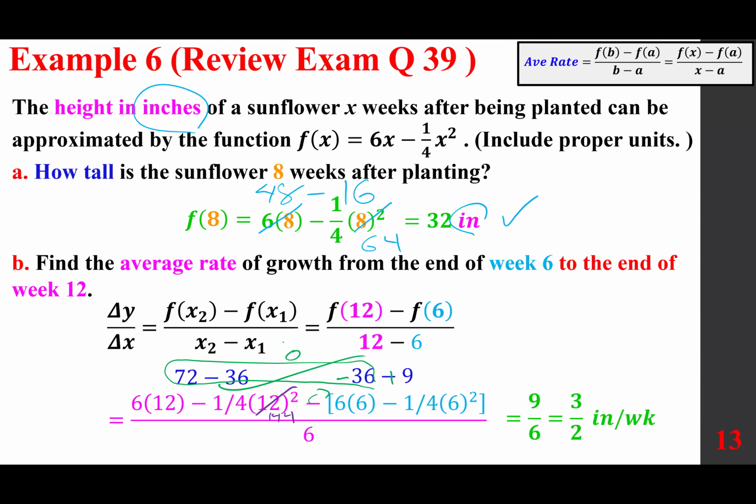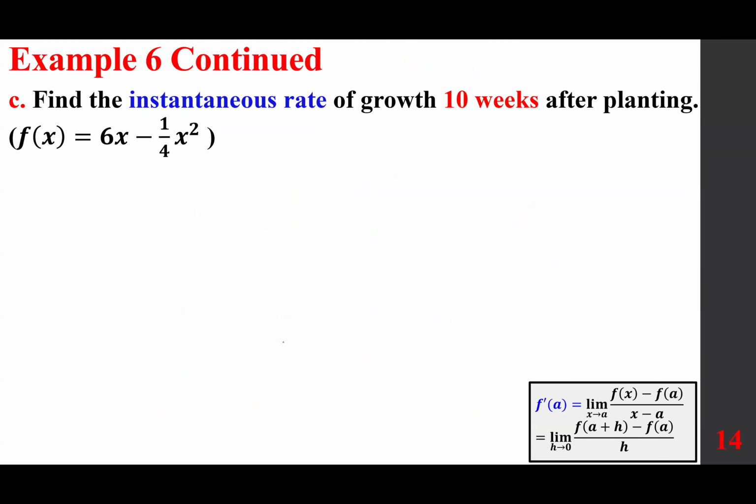So this page was elementary algebra. There is really not much to it, everybody. Let's look at calculus. Find the instantaneous rate of growth 10 weeks after planting. And again, reminding you, this is the function. And so what we need to do, we got to use one of those formulas, for example the first one, and find f prime of a. So f prime of 10 is the limit of f of x minus f of 10 over x minus 10 as x approaches 10.